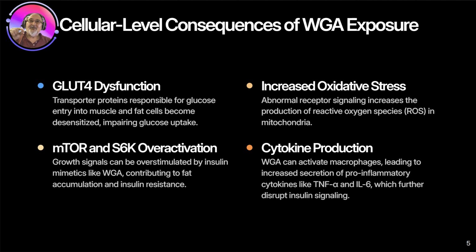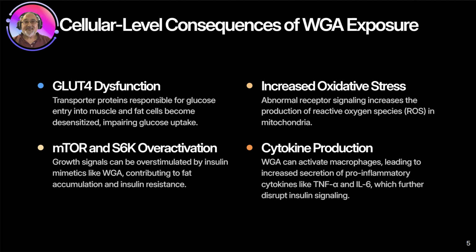Okay, cellular-level consequences. GLUT4 dysfunction. Transporter proteins responsible for glucose entry into muscle and fat cells become desensitized. So those GLUT4s don't work as well, which is also a problem because GLUT4 is how vitamin C gets into the cells, because vitamin C looks very much like glucose. That affects the cell as well. mTOR, S6K overactivation. These growth signals can be stimulated by insulin mimetics like WGA, contributing to fat accumulation and insulin resistance. It keeps piling on.